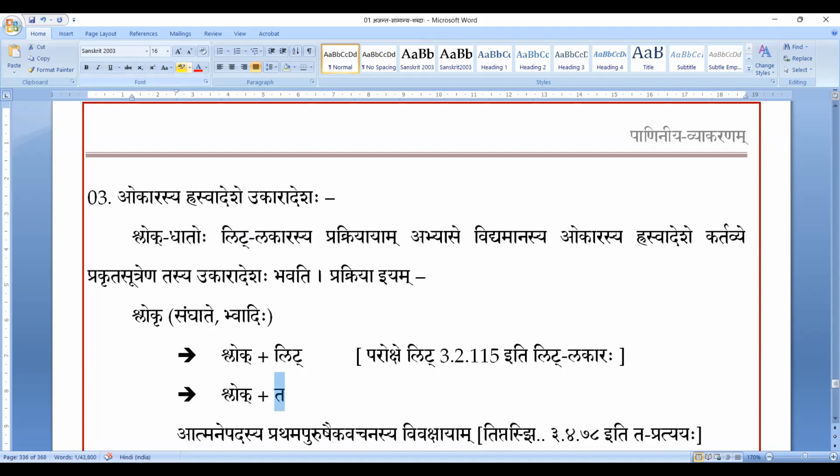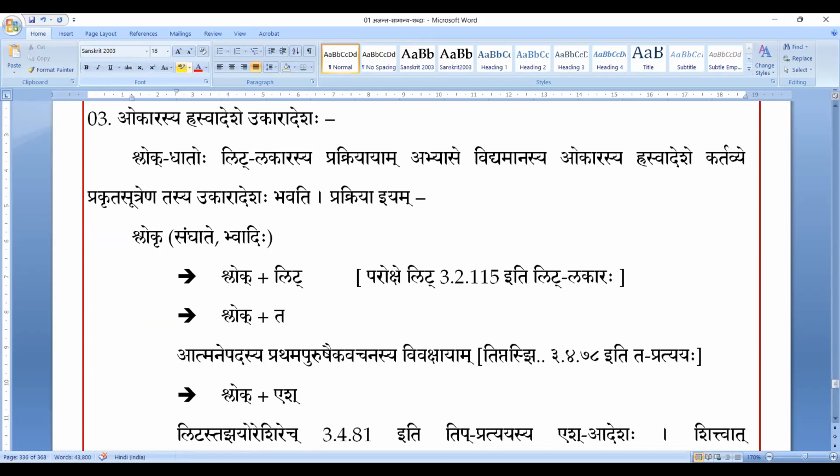Now shlok plus ta. This is a lit lakara pratyaya. What will happen to the dhatu? The dhatu will undergo duplication. When the lit pratyaya follows a dhatu which has not undergone duplication, it will undergo duplication. Shlok will become shlok shlok. And for Atmanepadi, by the sutra Litastajayoreshirec, Tajayoh, ta is pratama purusha ekavachanam and ja is pratama purusha dvivachanam. In their place, esh is the adesha. Now we are interested in the pratama purusha ekavachanam atmanepadi rupam, so that will be replaced by esh.